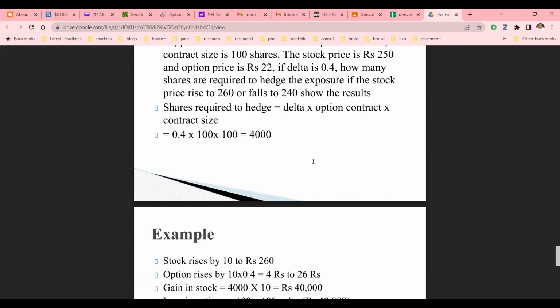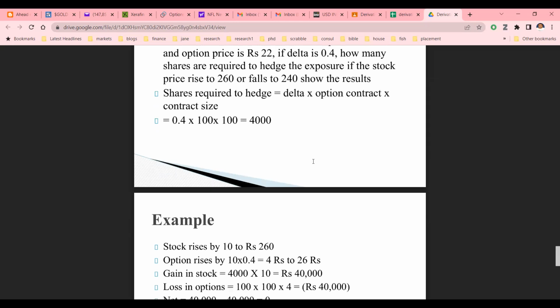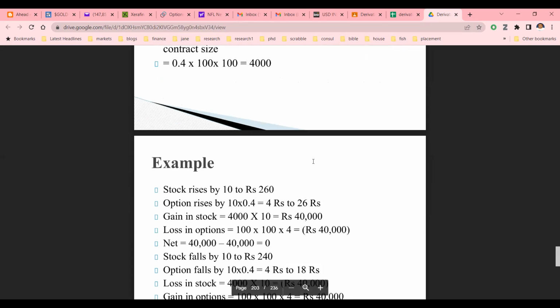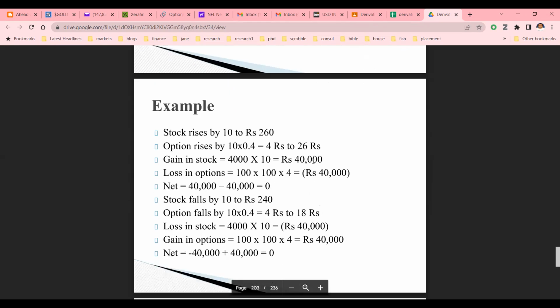So this is an example of a delta neutral strategy. So when the stock rises by 10 rupees, the option will rise by 10 into 0.4, or by 4 rupees. So earlier option price was 22. So 22 plus 4 is 26. So gain in stock is offset by loss on options. So when you have a stock option portfolio, you can perfectly hedge this. So basically you are hedged.